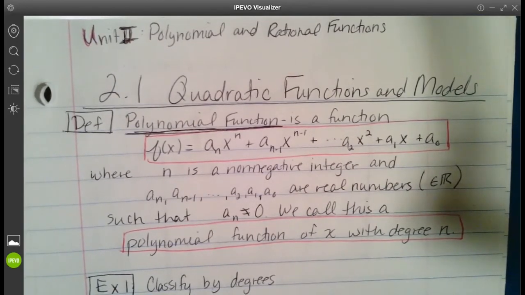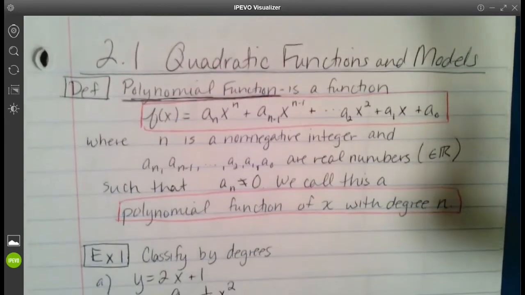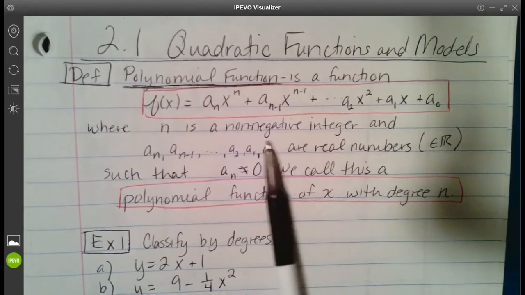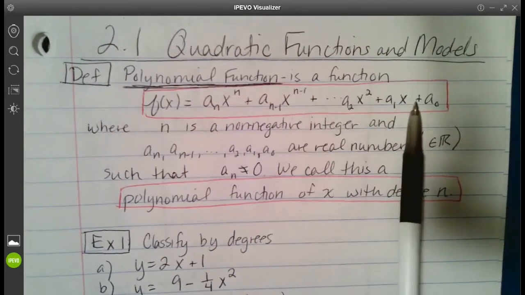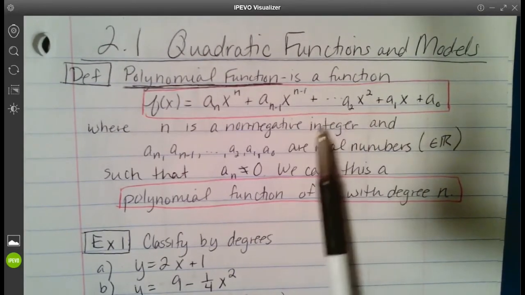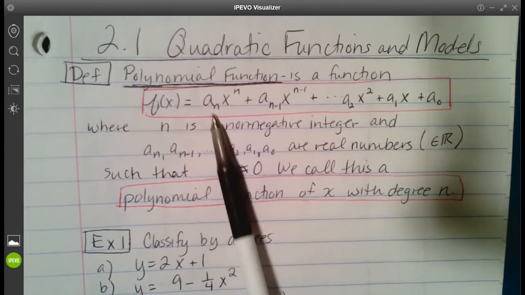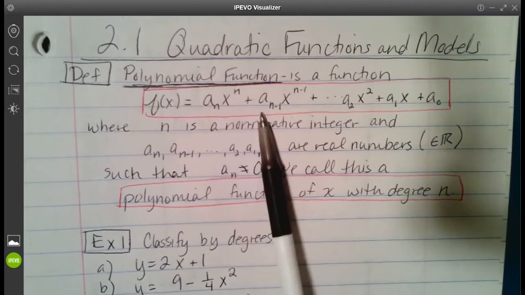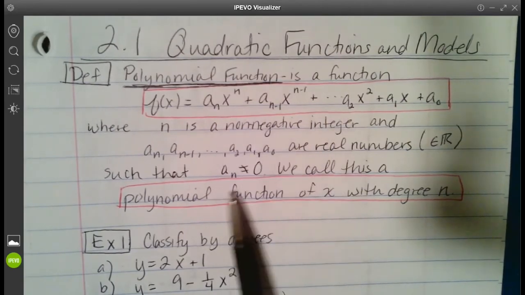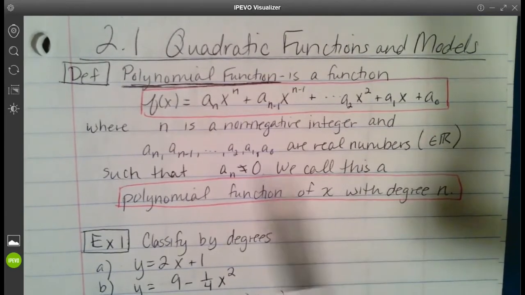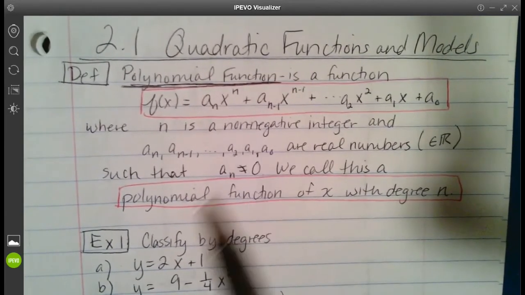We're going to focus mostly on the quadratic ones today. Here we have a few more parts of this definition where n is a non-negative integer, meaning that these powers are all positive, and they are whole numbers, so 1, 2, 3, 4, and so forth. And our a sub n term, so the coefficients in front, are real numbers. So these can be any real number, just depending on the problem.